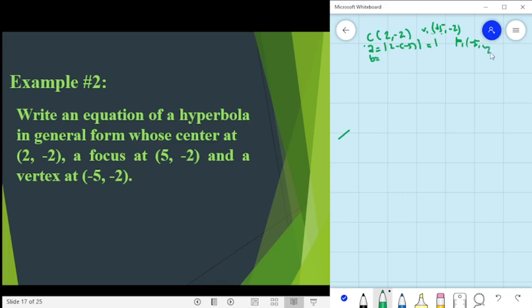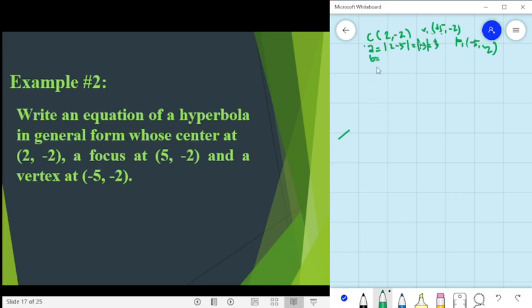Okay. So, to find the A, the focus and C are given. It should be 2 minus 5. That's why we have the absolute value of -3, which is equal to 3. So, your A is 3 units.